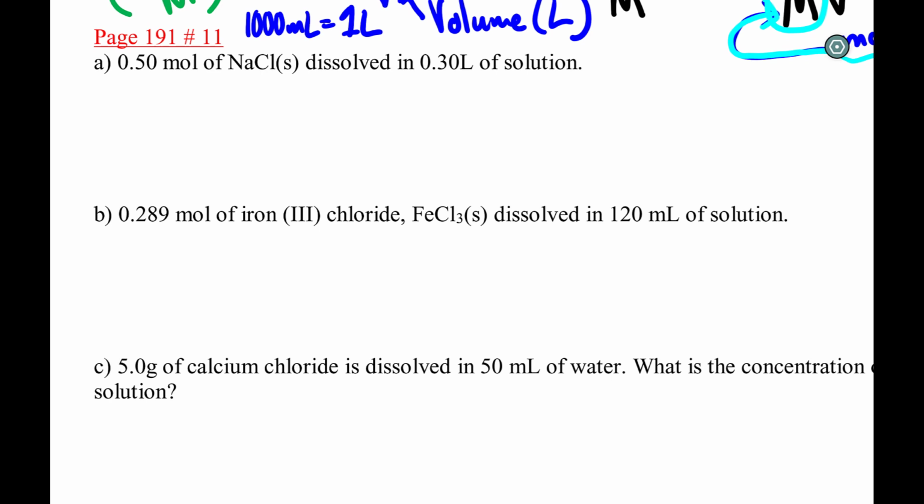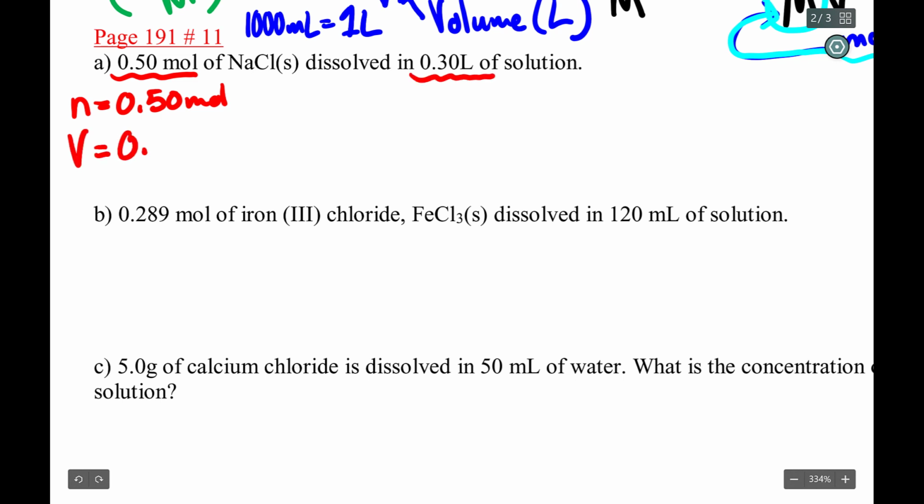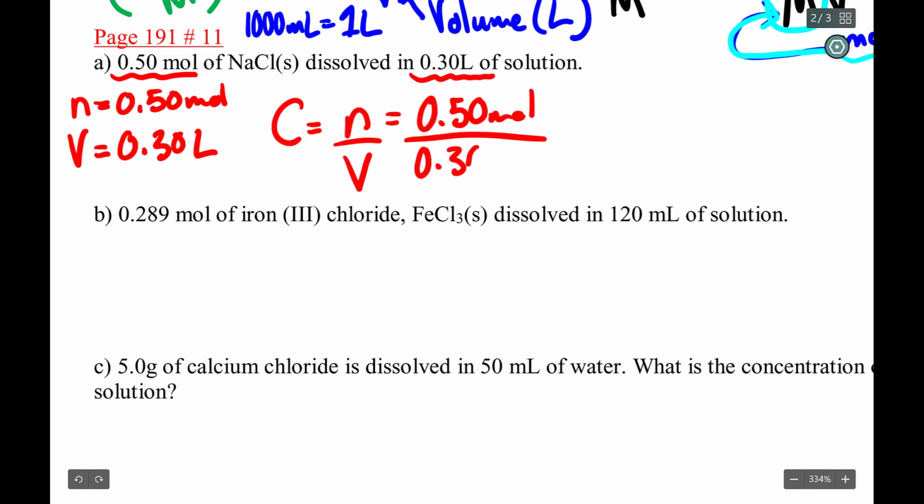0.5 moles of sodium chloride is dissolved in 0.30 liters. So the first thing I notice is my unit is already in moles. It's not in mass, so I don't have to do any conversion there. And I also notice that the volume is in liters, so I don't have to do a conversion there either. So this is 0.5 moles and 0.3 liters. I would simply go C is equal to n over V. I would substitute in those values, 0.50 moles all over 0.30 liters. And easy peasy, we get 1.7 with rounding moles per liter.